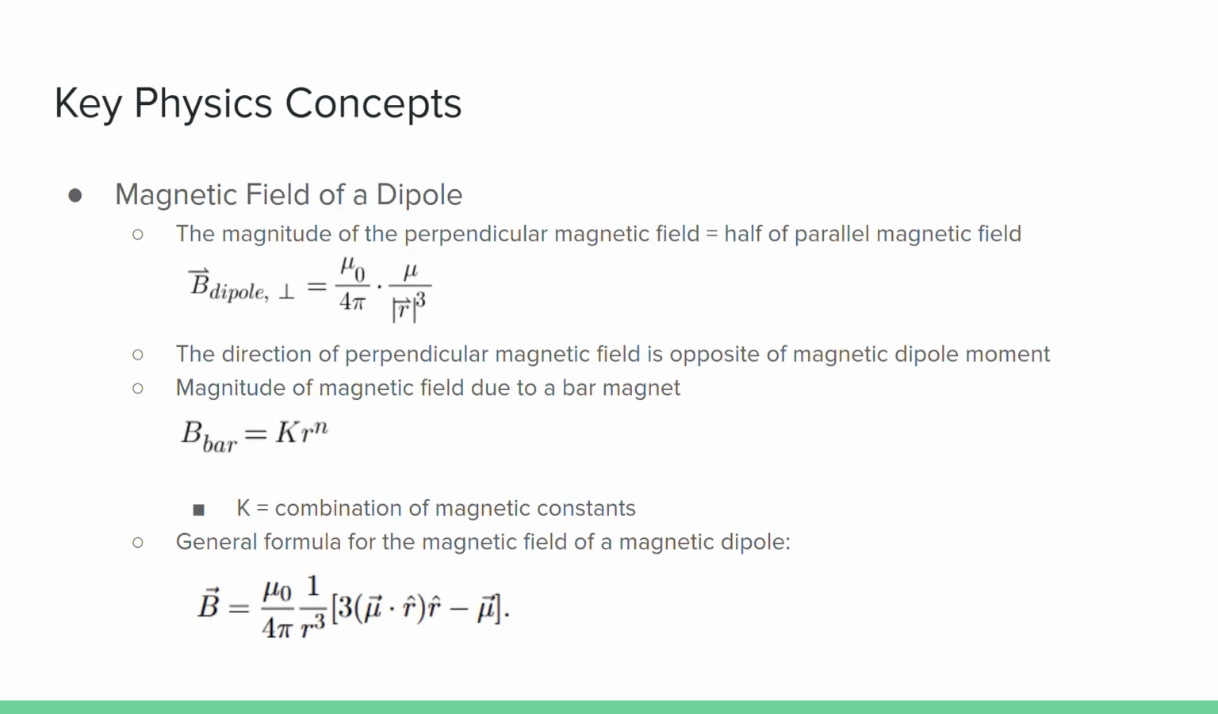Another key physics concept is the magnetic field of a dipole, where the perpendicular magnetic field of a dipole is half of the parallel magnetic field. The direction of the perpendicular magnetic field is also opposite of the magnetic dipole moment, pointing in the antiparallel direction. Additionally, the magnitude of the magnetic field due to a bar magnet is the equation shown below, where K is equal to a combination of various magnetic constants, and we are given the general formula for the magnetic field of the magnetic dipole below.